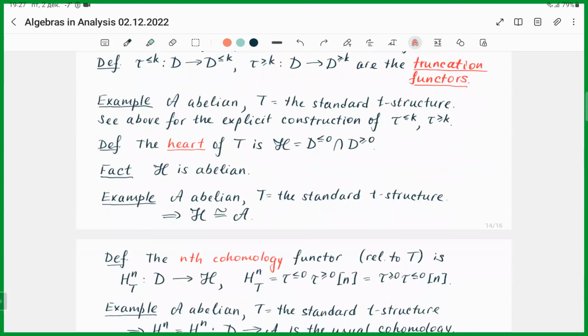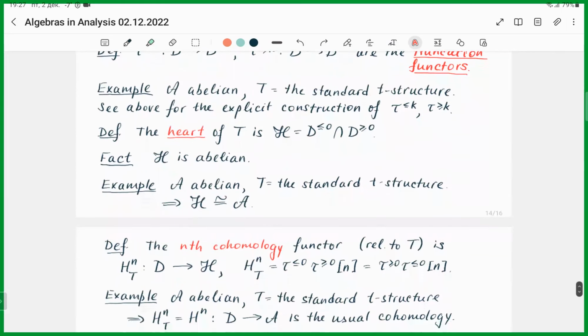Okay, let's now come back to the abstract setting. Again, we take an arbitrary T structure. And for each integer n, we define the nth cohomology functor relative to the T structure T as follows. We take an arbitrary co-chain complex. We shift it by n to the left, so that the nth term moves to the position 0. And then we apply the right truncation and the left truncation functors. Or equivalently, we can apply them in the opposite order for the simple reason that they commute. So what we get is a functor from the derived category to the heart of our T structure. And it is called the nth cohomology functor.